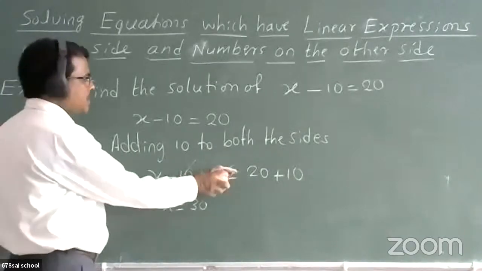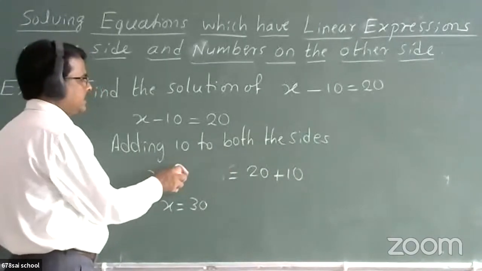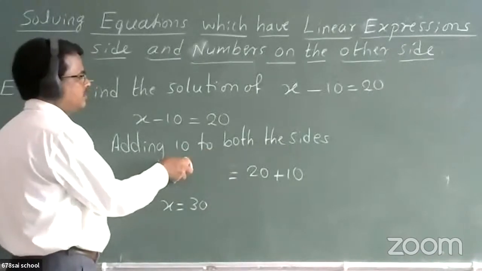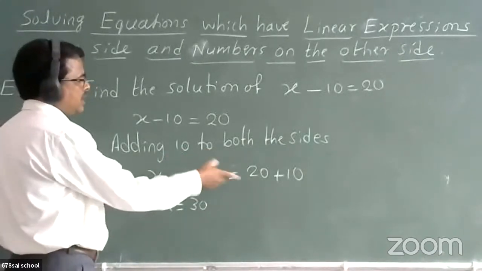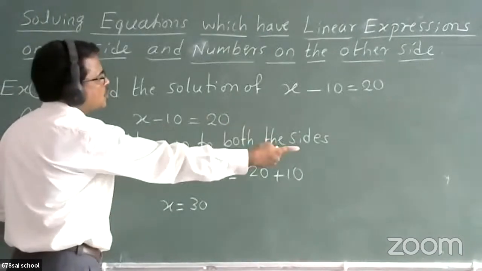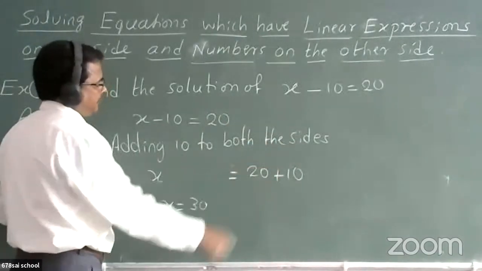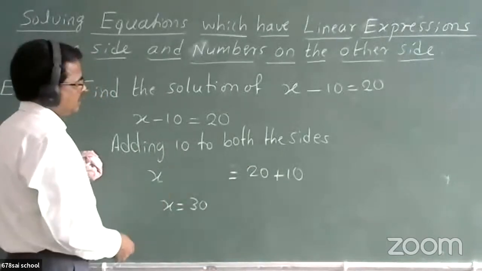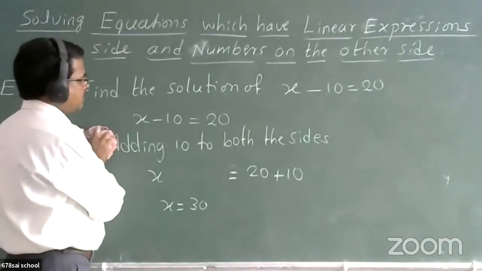Now, if I remove this much, what happens? You see here. I remove this. Plus minus 10 plus 10 is 0. So I will remove that. So what happened? Minus 10 when it goes to that side, it has become plus 10. x equal to 30.